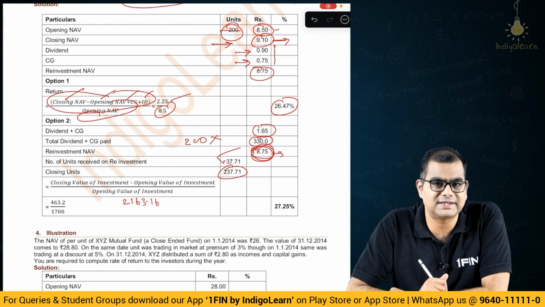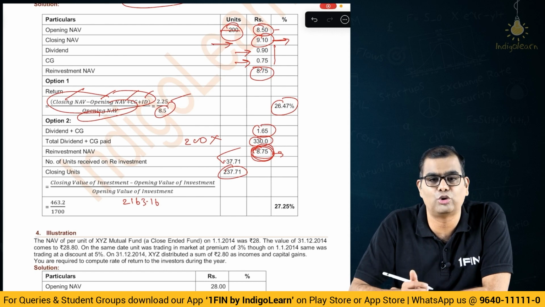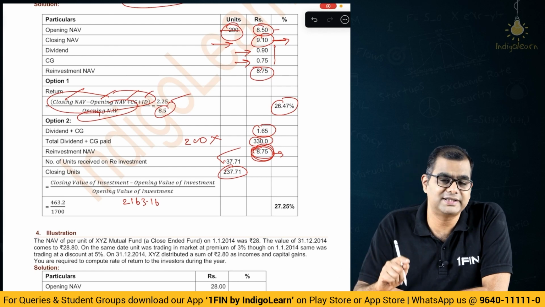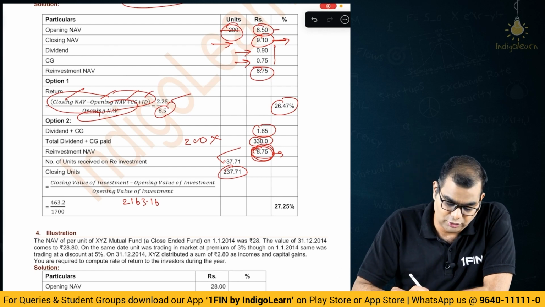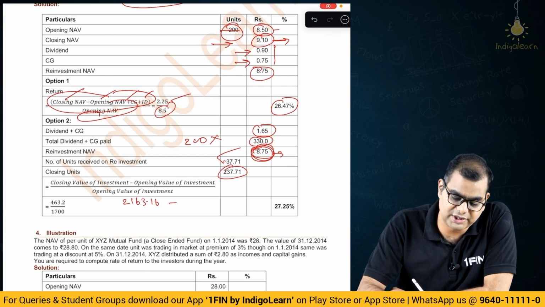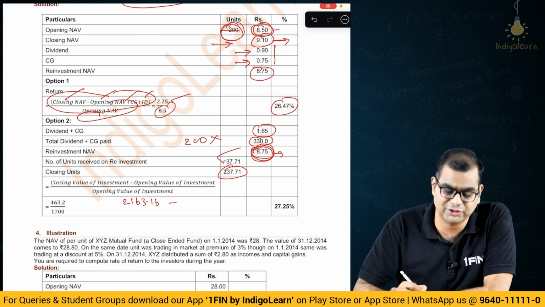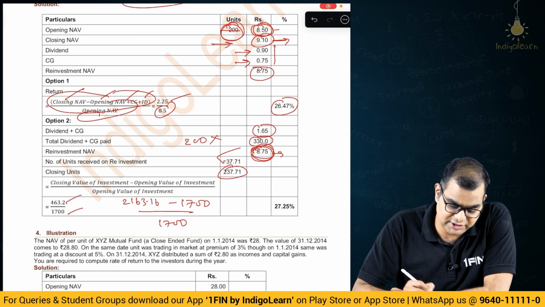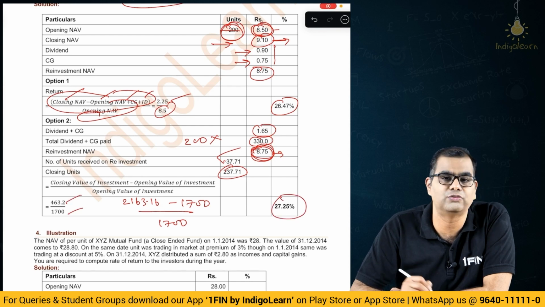Do you add capital gains and dividend here? No, you don't. Why? Because that particular amount, instead of coming in cash, you've already received it in the form of additional units. So total closing value is 2163. And what was the initial investment value? You invested in 200 units at 8.5, which is 8.5 into 200, which is 1700. So 2163.16 minus 1700 divided by 1700, you basically get 463.2 by 1700, which is 27.25.